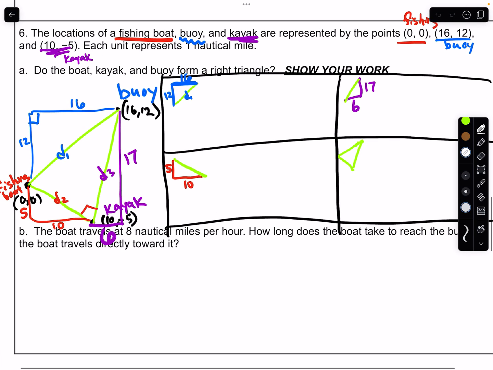All right, so let's tackle this number 6 together here. First of all, I'll use my laser pointer. We can see a couple of things here. It talks about a fishing boat, a buoy, and a kayak in that order. And then it gives us 3 points, 1, 2, and 3. So that means the first point is the fishing boat. The second point is the buoy, so I've made them both in blue here. And the third point is the kayak.